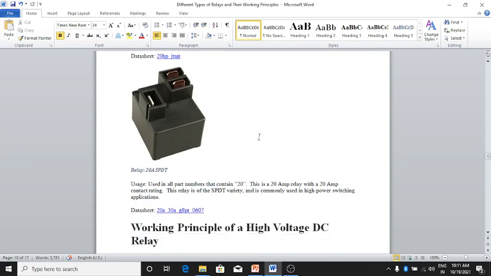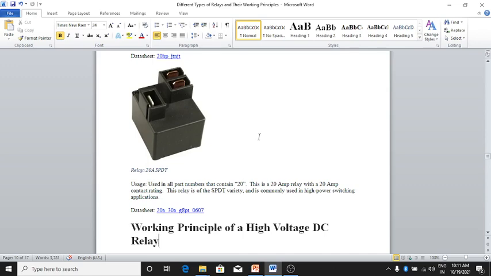Here is 20 ampere SPDT used in all part numbers that contain 20. This is a 20 ampere relay with a 20 ampere contact rating. This relay is the SPDT variant and is commonly used in high power switching applications.